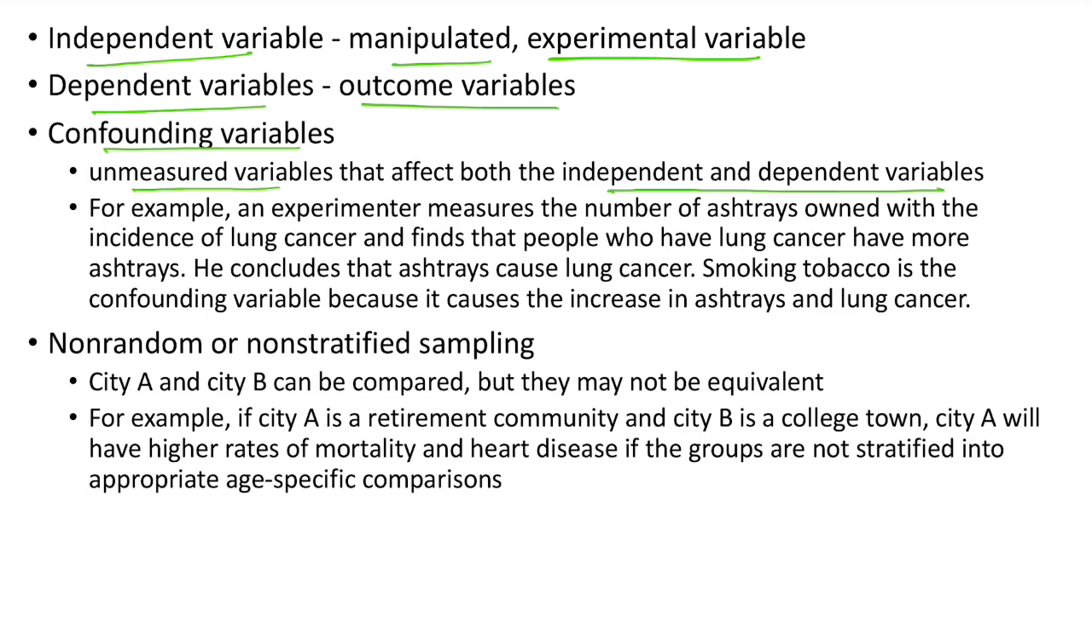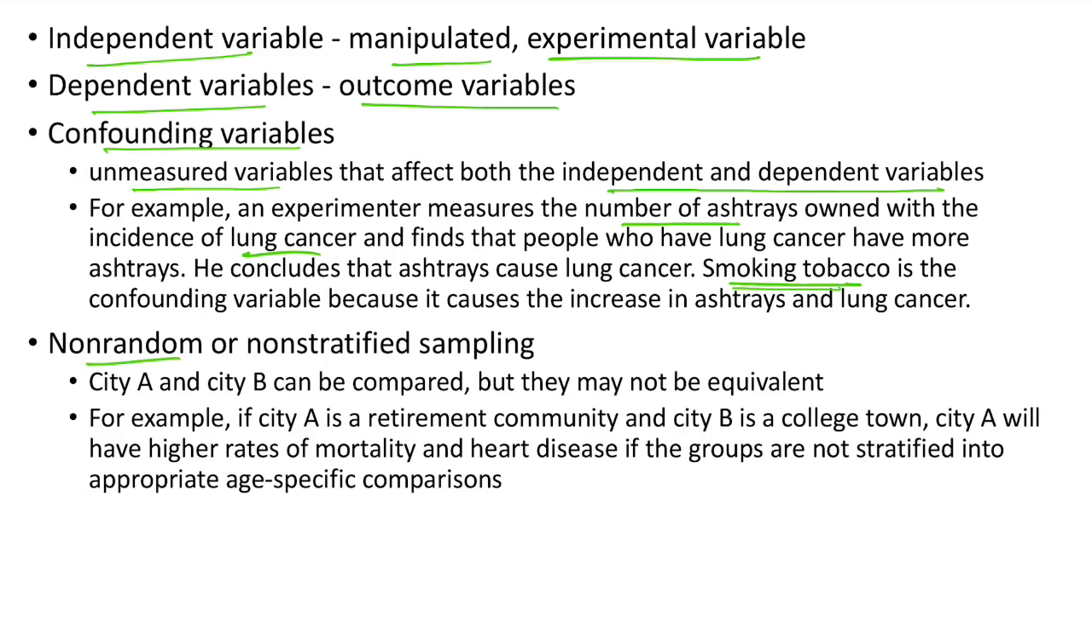For example, an experimenter measures the number of ashtrays owned with the incidence of lung cancer and finds that people who have lung cancer have more ashtrays. He concludes that ashtrays cause lung cancer. In this case, smoking tobacco is the confounding variable because it causes the increase in ashtrays and lung cancer.